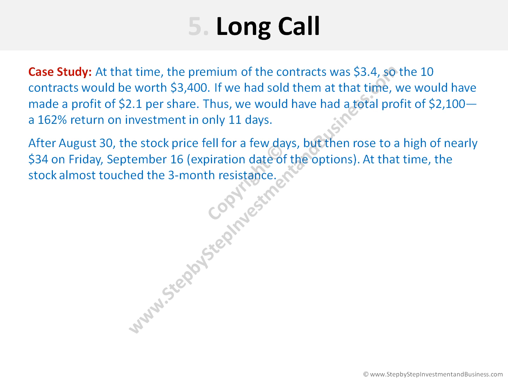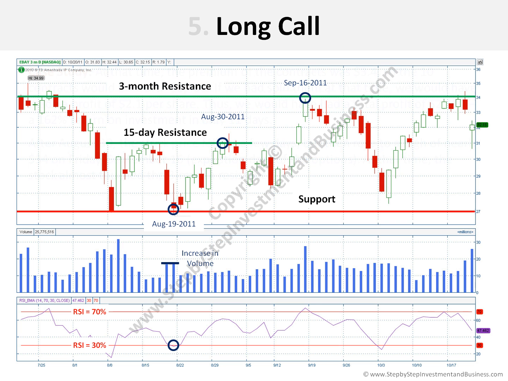After August 30, the stock price fell for a few days, but then rose to a high of nearly $34 on Friday, September 16, the day of options expiration. At that time, the stock almost touched the 3-month resistance. That can be seen here.